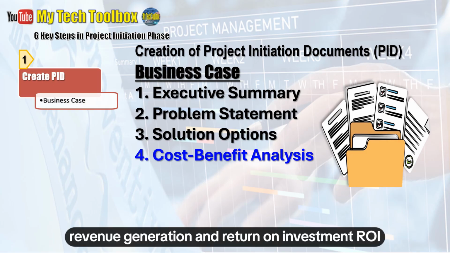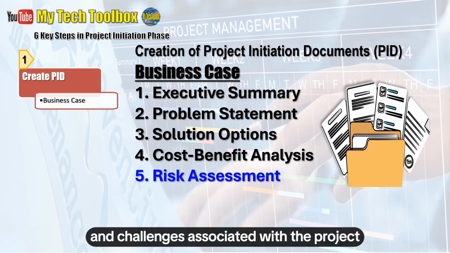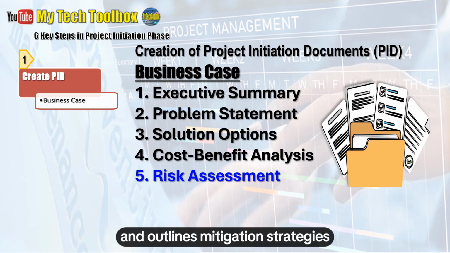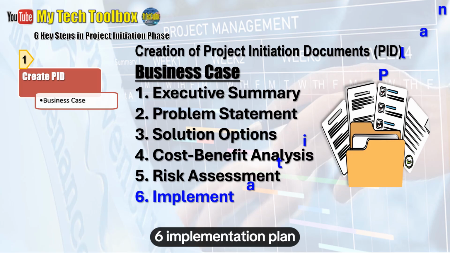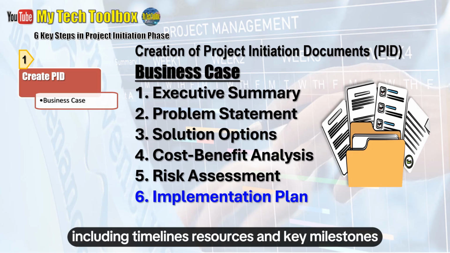return on investment, ROI. 5. Risk assessment. Identifies potential risks and challenges associated with the project and outlines mitigation strategies. 6. Implementation plan. Details the steps involved in executing the project, including timelines, resources, and key milestones.